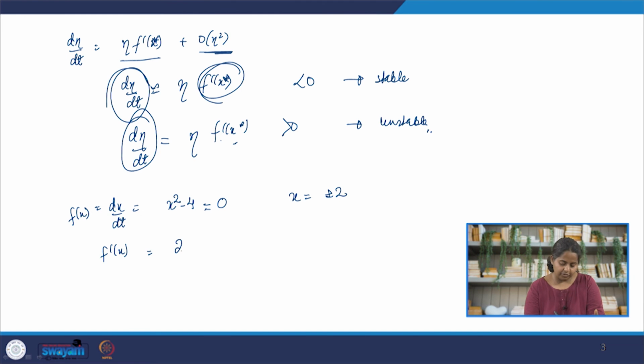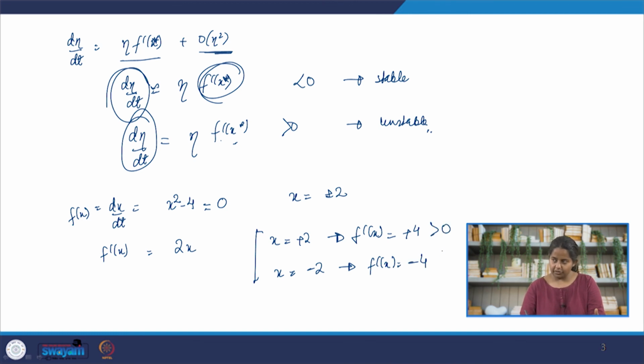So we have 2x. Now when x is equal to plus 2, f dash x is equal to plus 4. When x is equal to minus 2, f dash x is equal to minus 4. Greater than 0, less than 0. You know this is an unstable fixed point, and this is a stable fixed point.